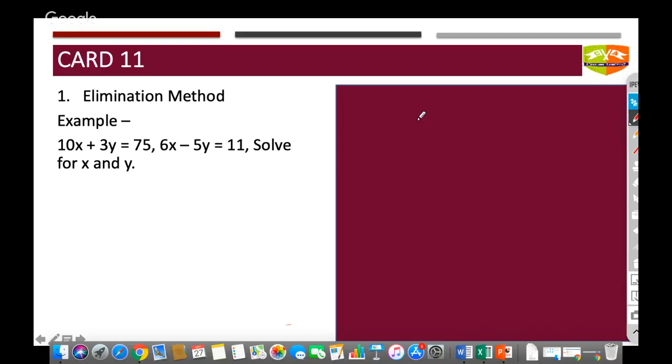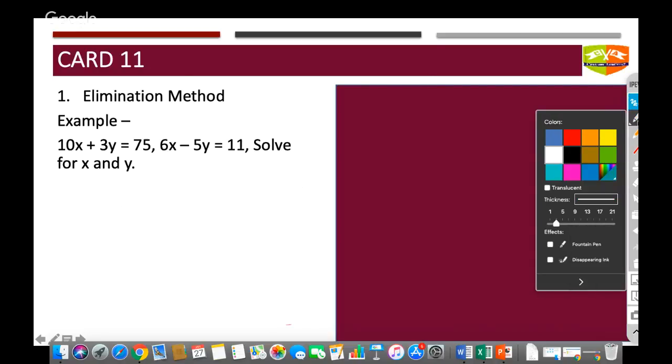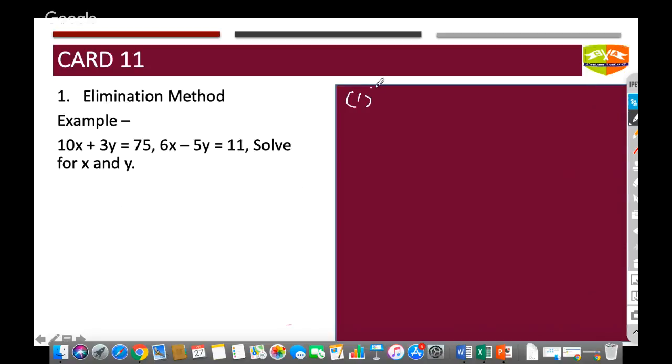Now I write the steps to solve the elimination method. The first step is to multiply the given equations. When I multiply, look here, if I look at the coefficients of x and y, none of them are the same. If they are not the same, then I need to eliminate either x or y. The objective is to eliminate one of them. To eliminate one of them, I need to make the coefficients of either x or y equal.